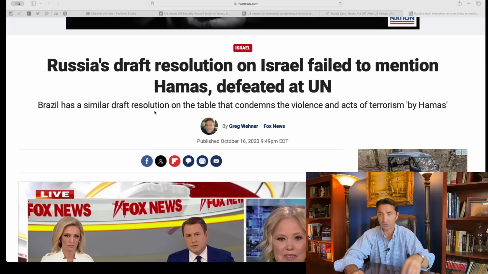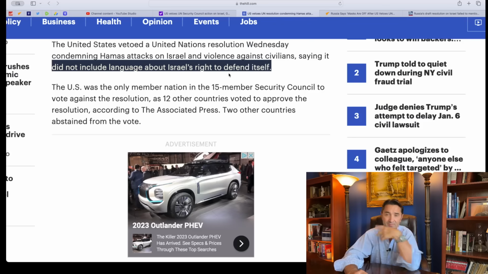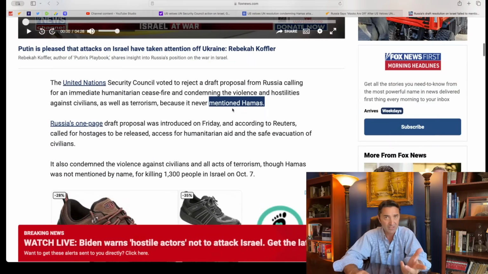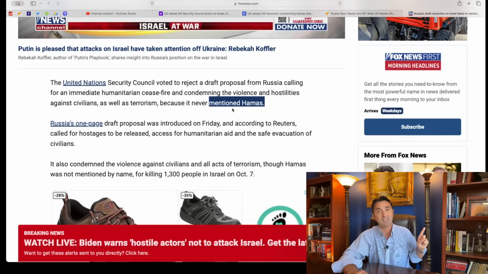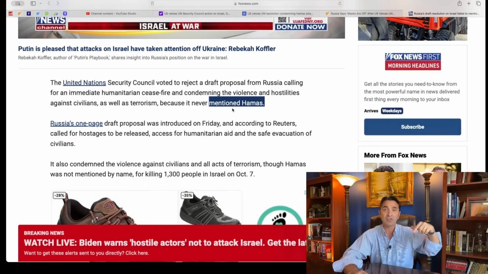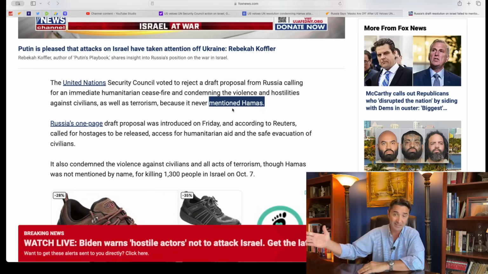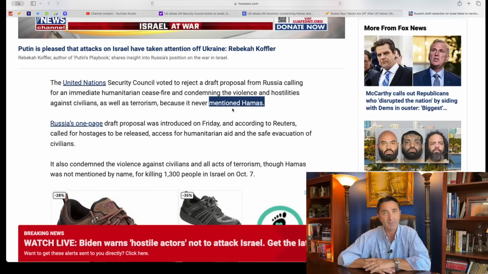Brasilia had a similar draft resolution on the table that condemned the violence and acts of terrorist Hamas, but that one was defeated because they didn't put that these guys have a right to defend themselves. All right. So the first one, the Russians', did not mention Hamas. They mentioned Hamas. They said, well, you didn't mention Israel has the right to defend itself. Okay, they will bring that in, and then they're going to say something else, and then something else, something else. And after a month, after the guys in Gaza are gone, then they say, yeah, we're going to bring humanitarian aid, Americans, because we're good-hearted.